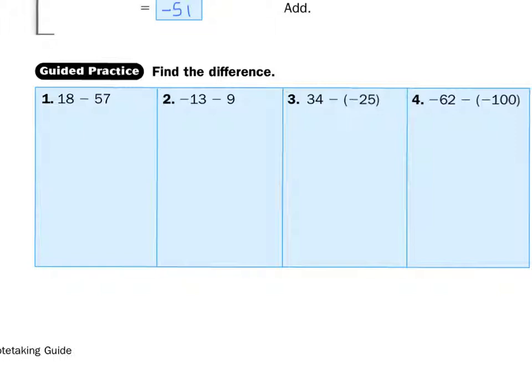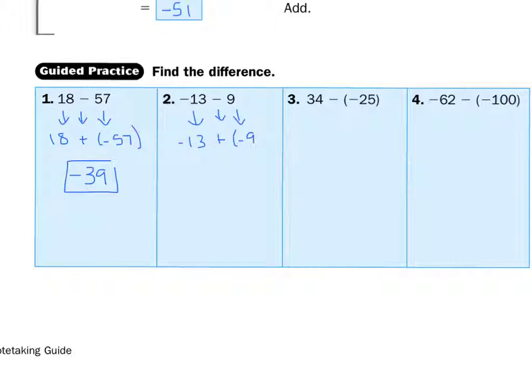For our guided practice problems, 18 stays the same, the minus becomes a plus, and the 57 becomes a negative 57. And when we add those together, we'll get a negative 39. Number 2, the negative 13 stays the same. The minus becomes a plus, and the 9 becomes a negative 9. Negative 13 plus negative 9 is negative 22.